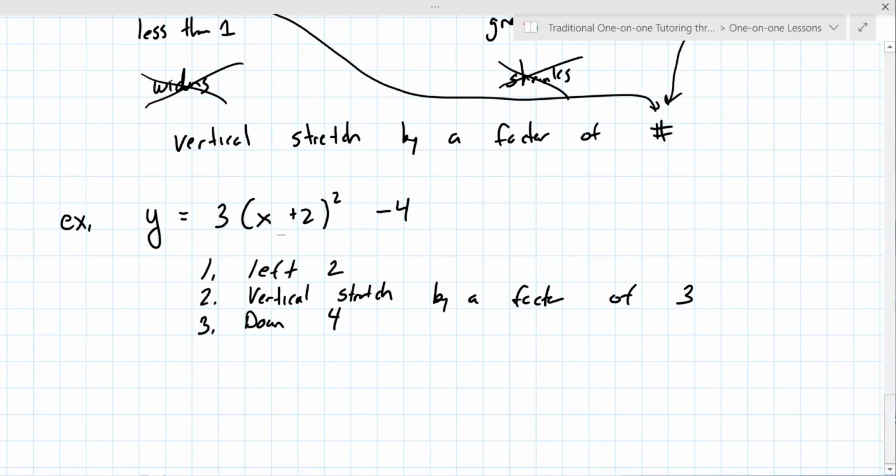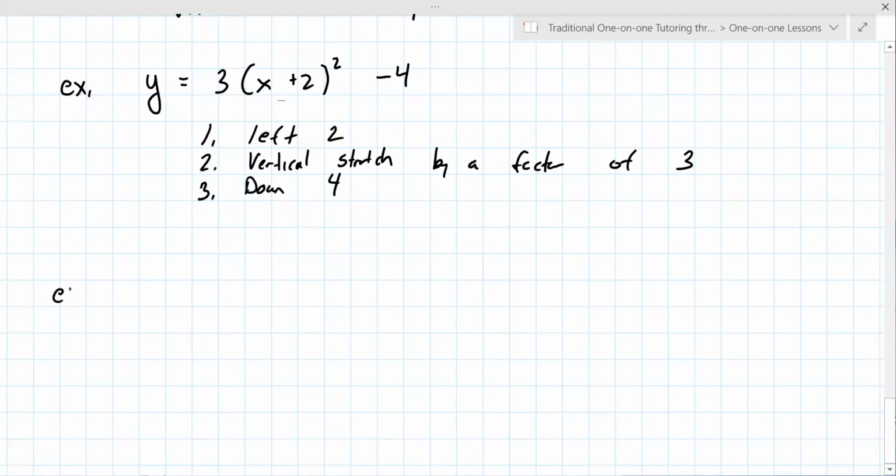So let me give you one to try now on your own. Let's say the example is y equals 2(x minus 3) squared plus 5. Give me the 3 transformations. The order does matter. The order absolutely does matter. We can talk about how you figure that out, but use the same order as the previous problem there, please.